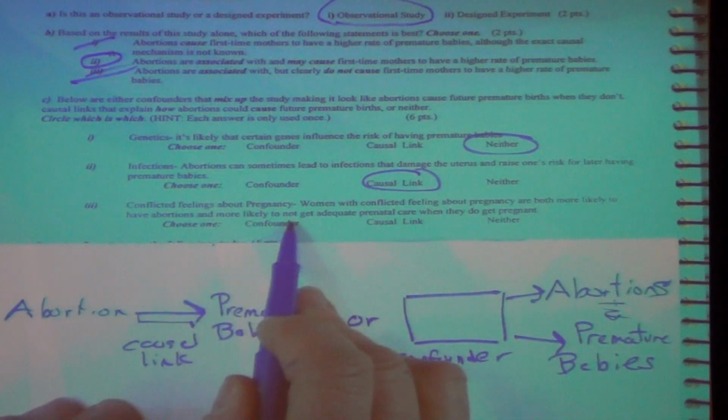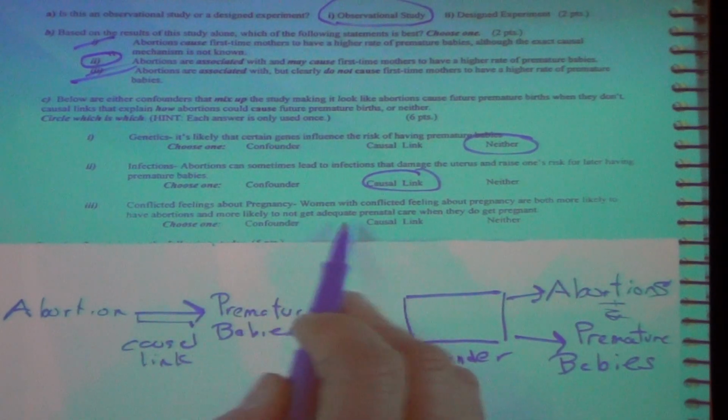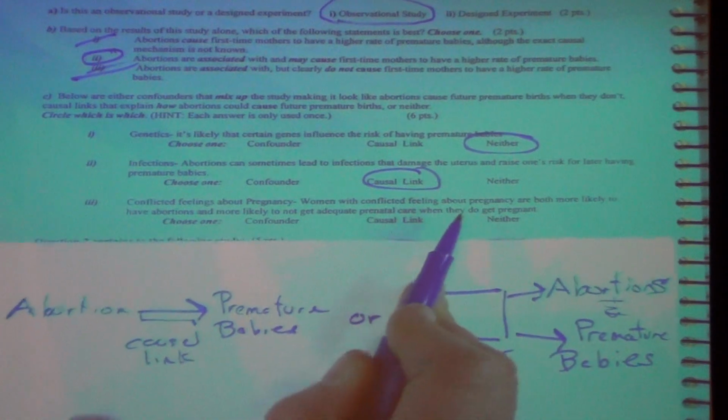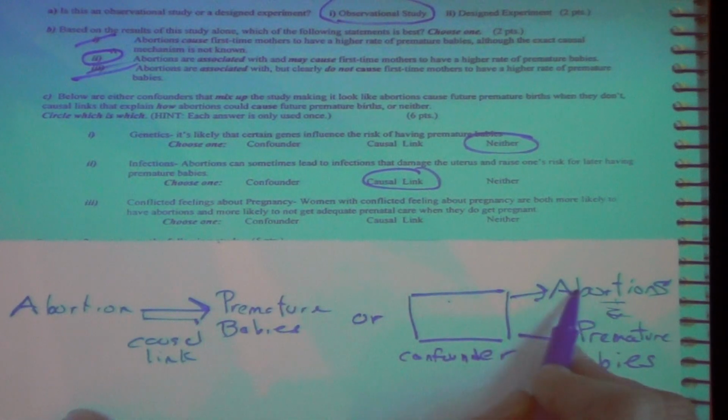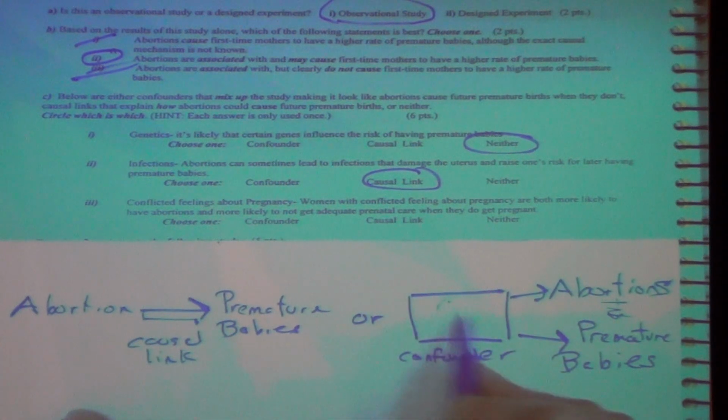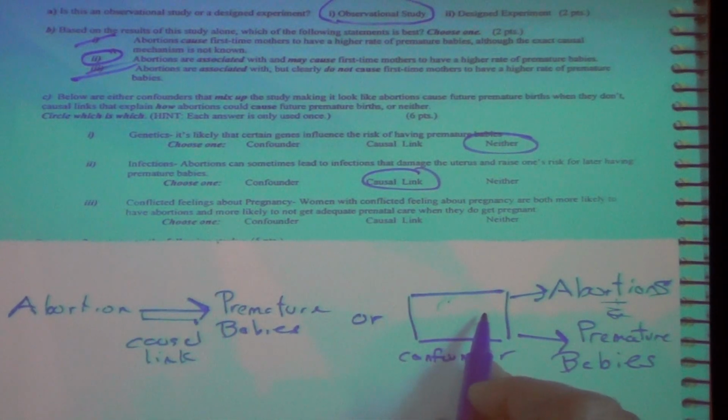Now let's look at the next one. What could go in here? Let's read what this says. Conflicted feelings about pregnancy. Women with conflicted feelings about pregnancy might be more likely to have abortions. If they're not sure they want babies, they might be more likely to have the abortions. They don't really want this baby. They're feeling bad. Think about it. If you don't want it, you might want to naturally cause an abortion.